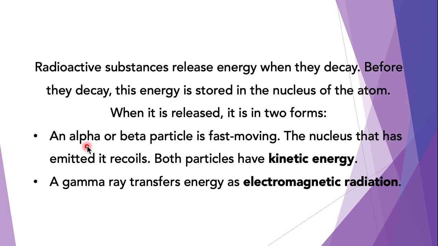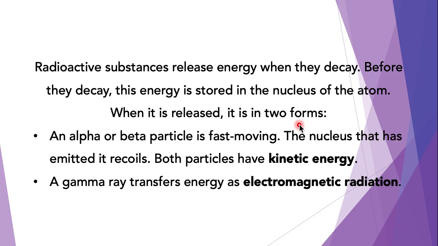For example, an alpha particle is emitted by an americium atom, like we read before in that equation. The nucleus emits this alpha particle and then it recoils, and the alpha particle just moves outwards. So both of them, the nucleus as well as the alpha particle, have kinetic energy. The nucleus recoils, and alpha particles are fast moving, so they also have kinetic energy, as well as the nucleus. And this is the same for the beta particle. So the nucleus has kinetic energy.